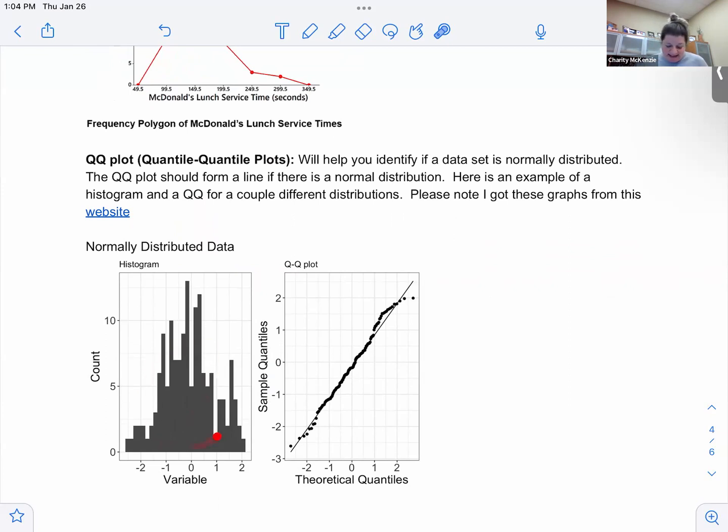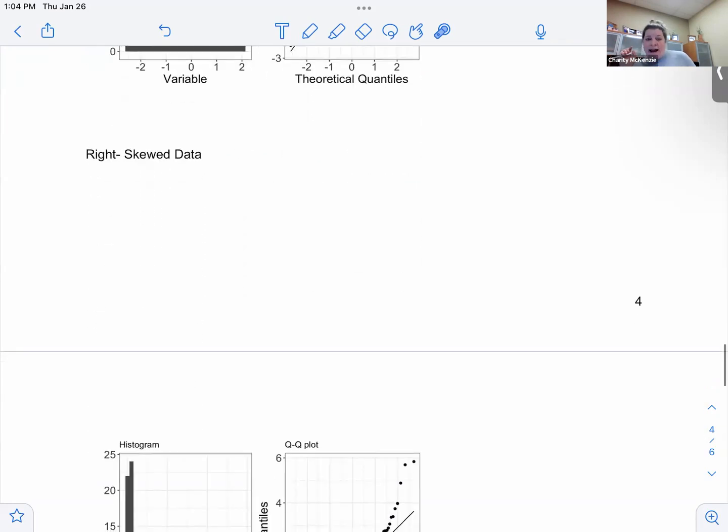Okay, so I look at this data set. It looks fairly normal. How can I check if it really is normal? Or how can I have a better way than like, oh, it looks kind of bell-shaped, right? We can do a QQ plot, and that should form a line. If it forms a line, then your data is normally distributed. So notice this data is not perfect, but it's fairly bell-shaped. I bet you it would even look more bell-shaped if I did fewer boxes and a larger width. Okay, so the next QQ is a right skewed.